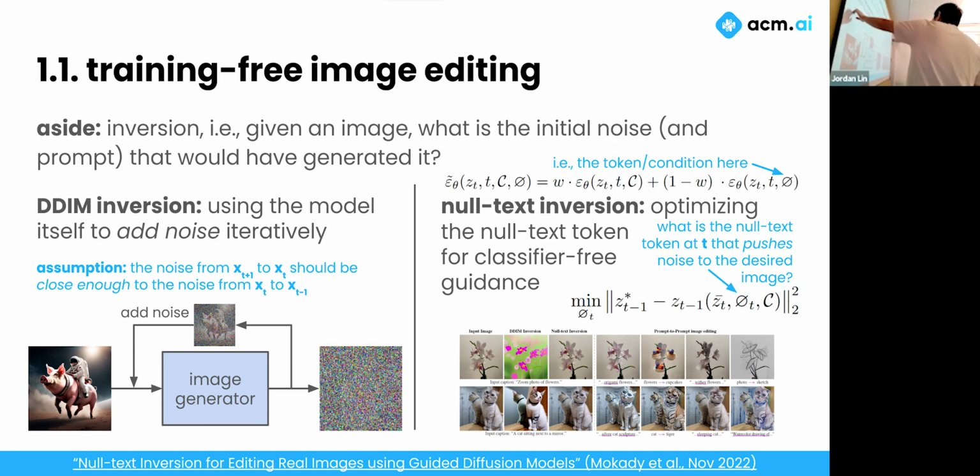And it makes the assumption that the noise from 2 time steps, from x of t plus 1 to x of t, should be close enough to the noise from x of t to x of t minus 1. Because when we put in x of t, it tells us how to get from x of t to x of t minus 1, right? But we're adding it to the x of t to get to x of t plus 1. So there's this assumption that we're making. So this is not a perfect way to do inversion, but it's good enough for a lot of purposes.